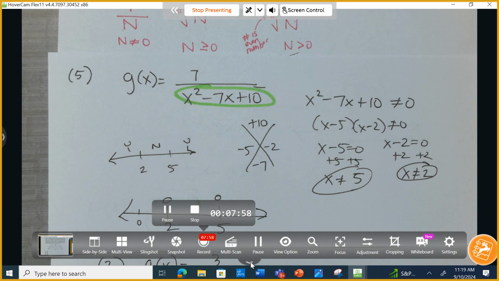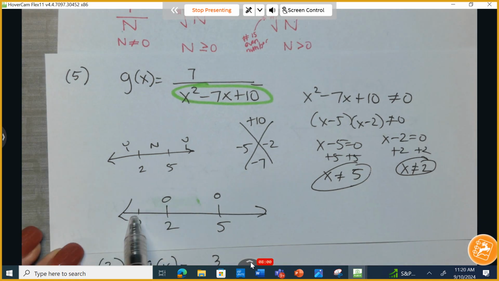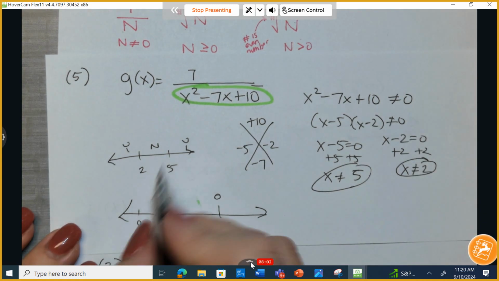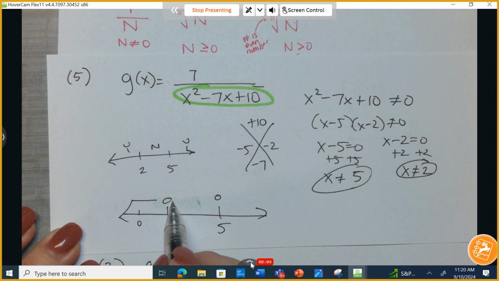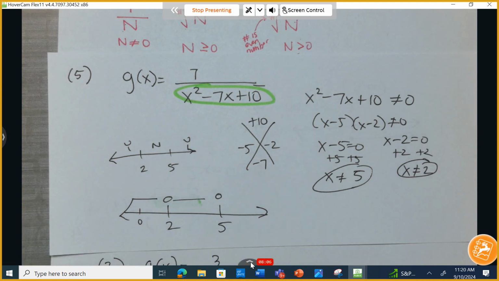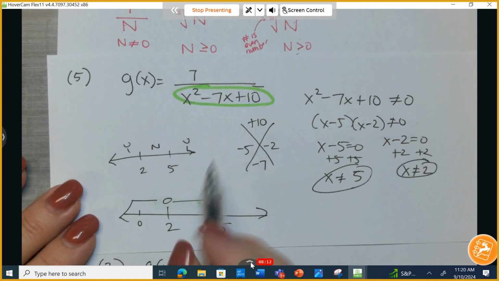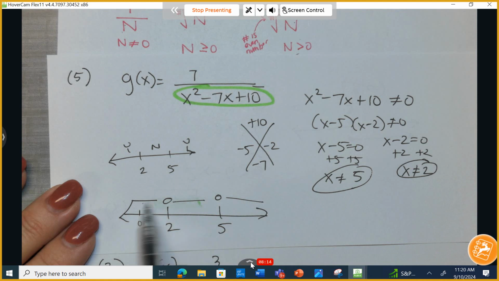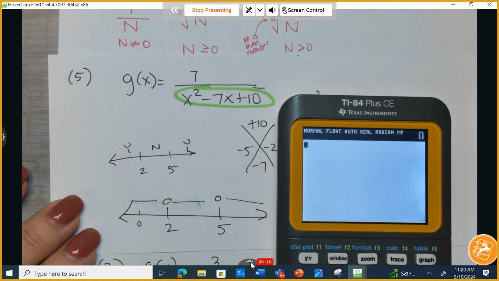I'm going to test each of the values. So I'm going to choose any number to the left of 2, and I believe that's going to work. I'm going to choose any number in between and any number to the side. I've got to mark this off. I need to go back to 8. So I believe these are the only values we can't use, but I can test that right now.